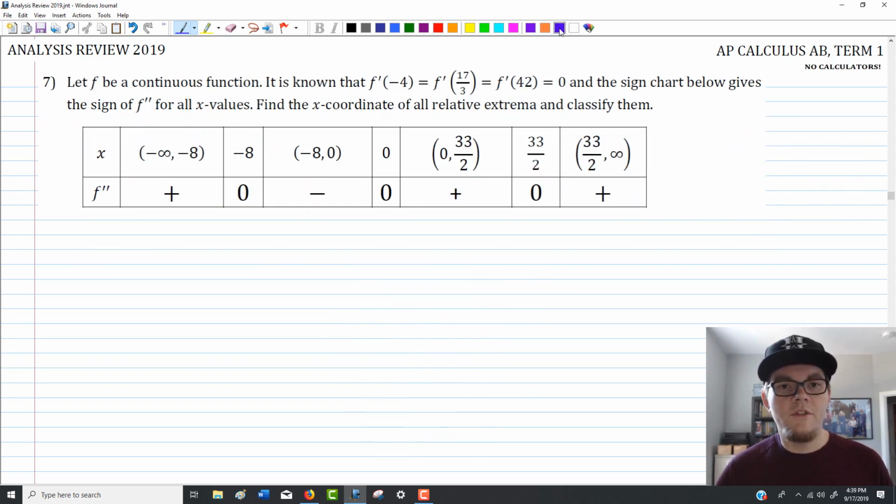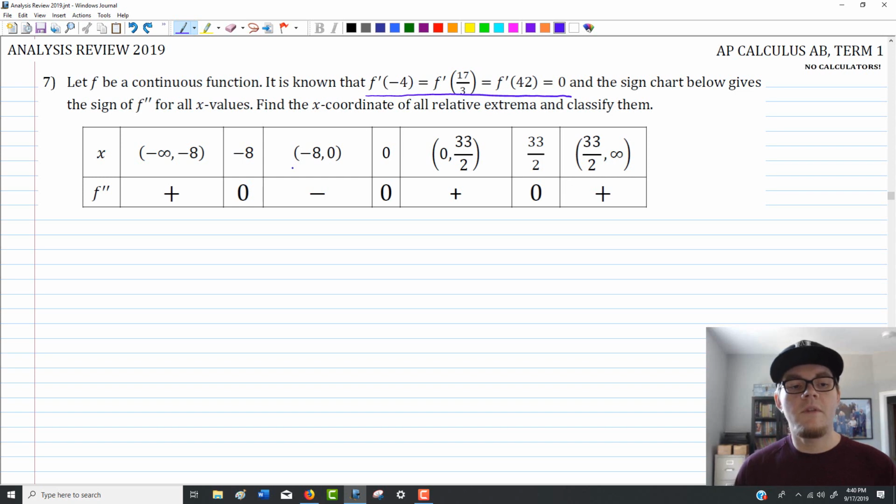Okay, that next brings us to question number 7, the last problem on the first page, which is exciting for me, even if it's just the first page. So in this situation, you're given a table, or a sign chart. Not even really a table, but a sign chart. And I'll point out that the sign chart you're looking at is for f double prime of x. So we're talking about f double prime values. In addition, you're told in the problem that 3 particular x values produce a derivative of 0.